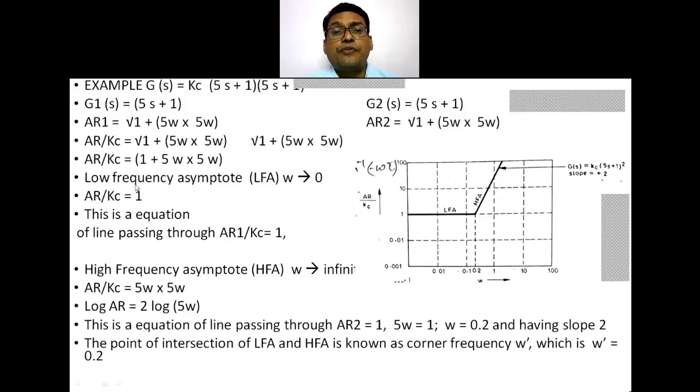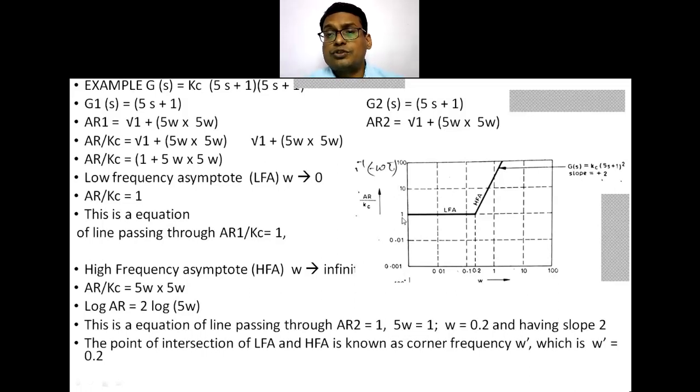Then the low frequency asymptote, which is omega tends to 0. So as omega tends to 0, AR upon Kc comes as 1. So this is the equation of the line passing through amplitude ratio AR upon Kc equal to 1.